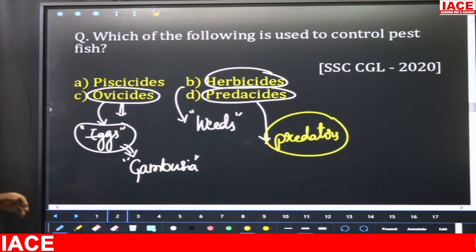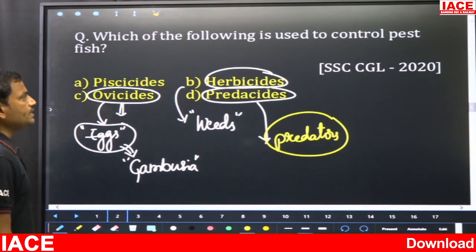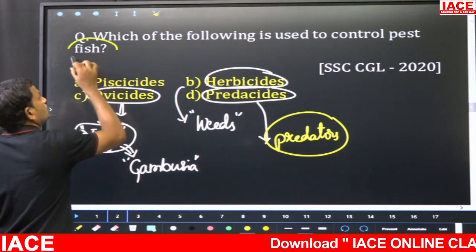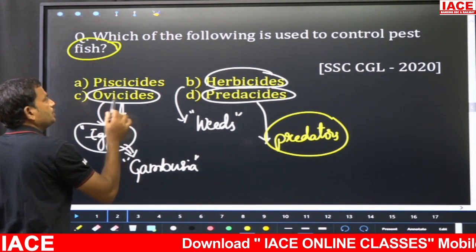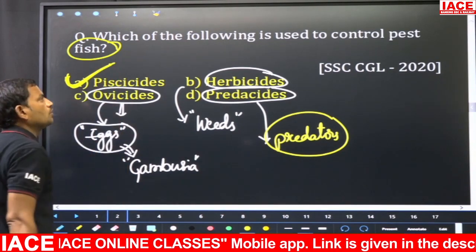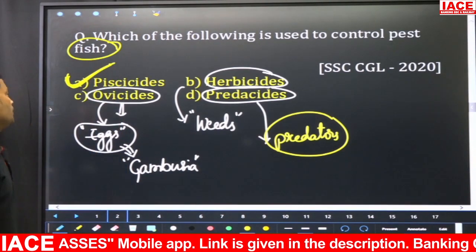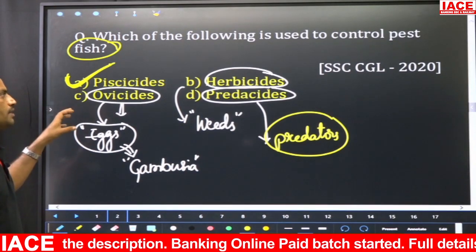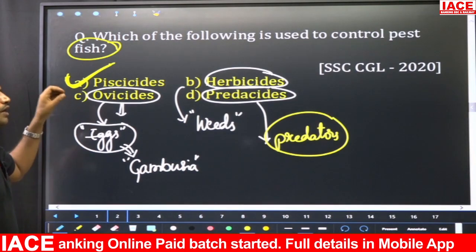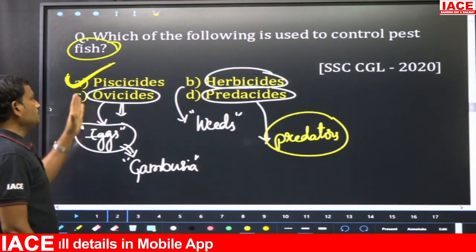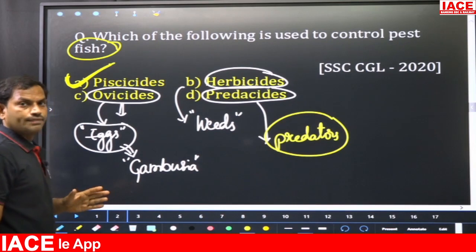Okay, so then if you come to the option A, pesticides. So these pesticides are nothing but the chemicals which are used to control pest fish. So the pest which attacks the fish in aquaculture, in order to control that or in order to reduce that, we shall use these pesticides. Okay, so that means the pesticides are nothing but the special chemicals which can control the pest that attack the fish, right? So option A is the correct answer for the question.